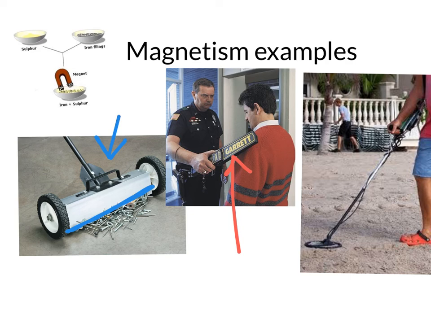And then this thing here is a metal detector. So he's going around and he's looking for coins, which are metal.